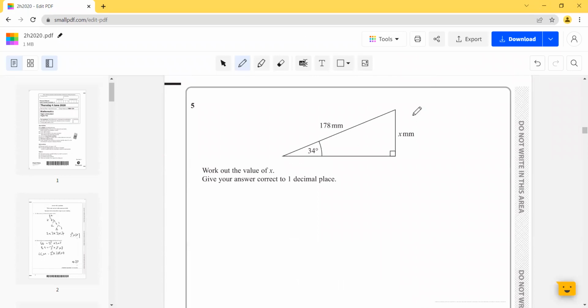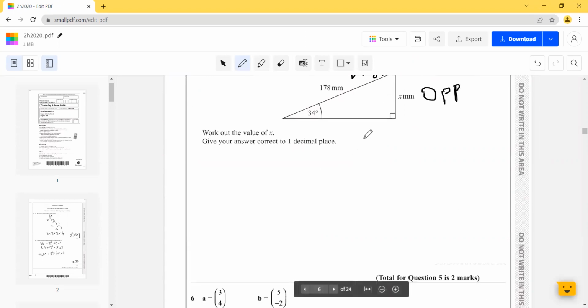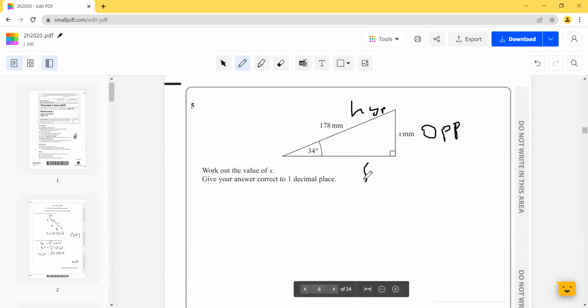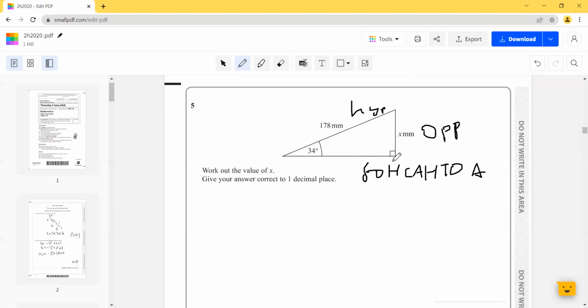Question 5. Work out the value of x. So this is the hypotenuse and the opposite side. If you can't immediately tell what trig we're going to use, you can write down SOHCAHTOA. Okay, that's always helpful. So now you can see we have the opposite and hypotenuse, so we're going to use sine.